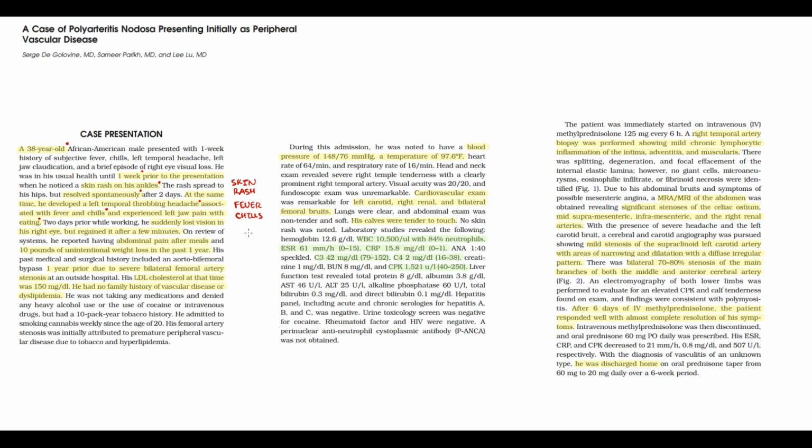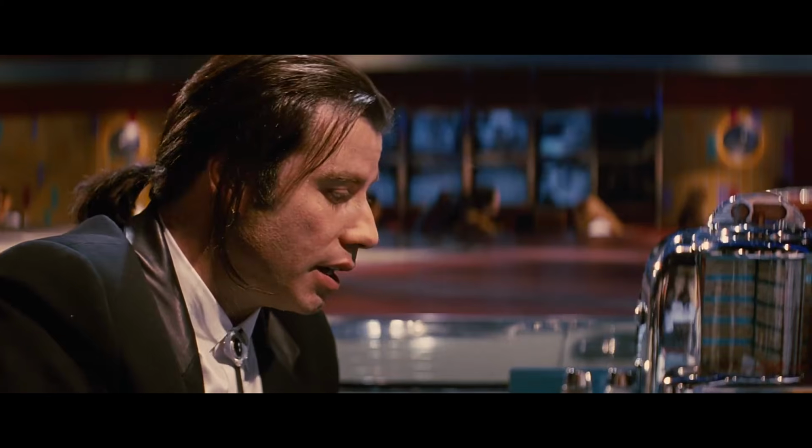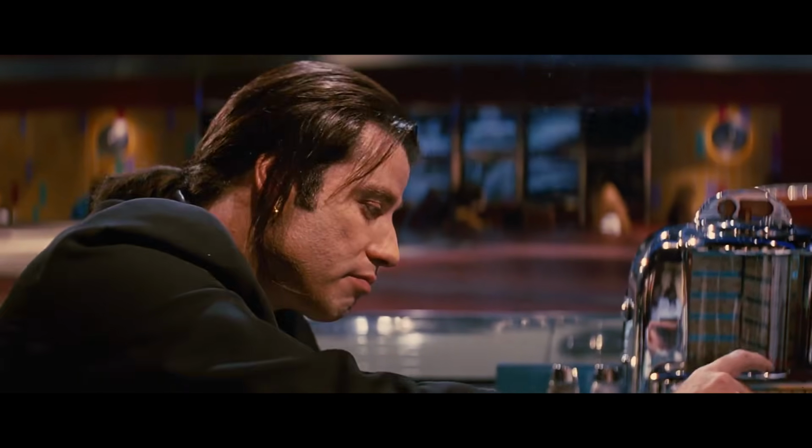But can a left temporal headache and pain in the left jaw also be manifestations of polyarteritis nodosa? I don't know. That's a good question.